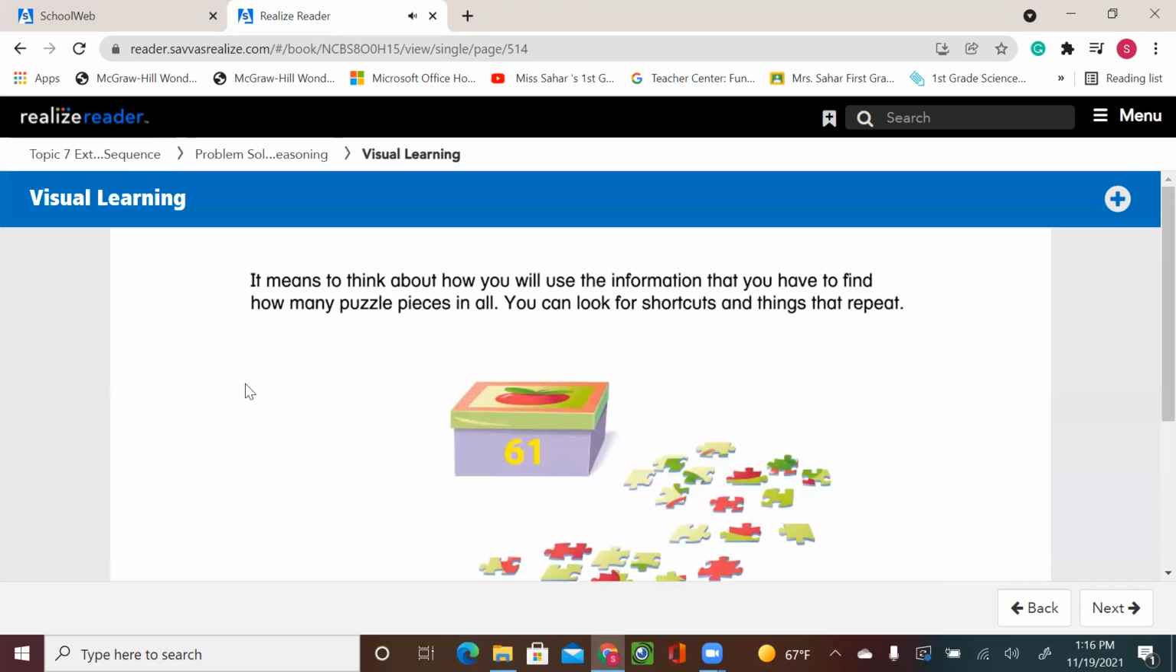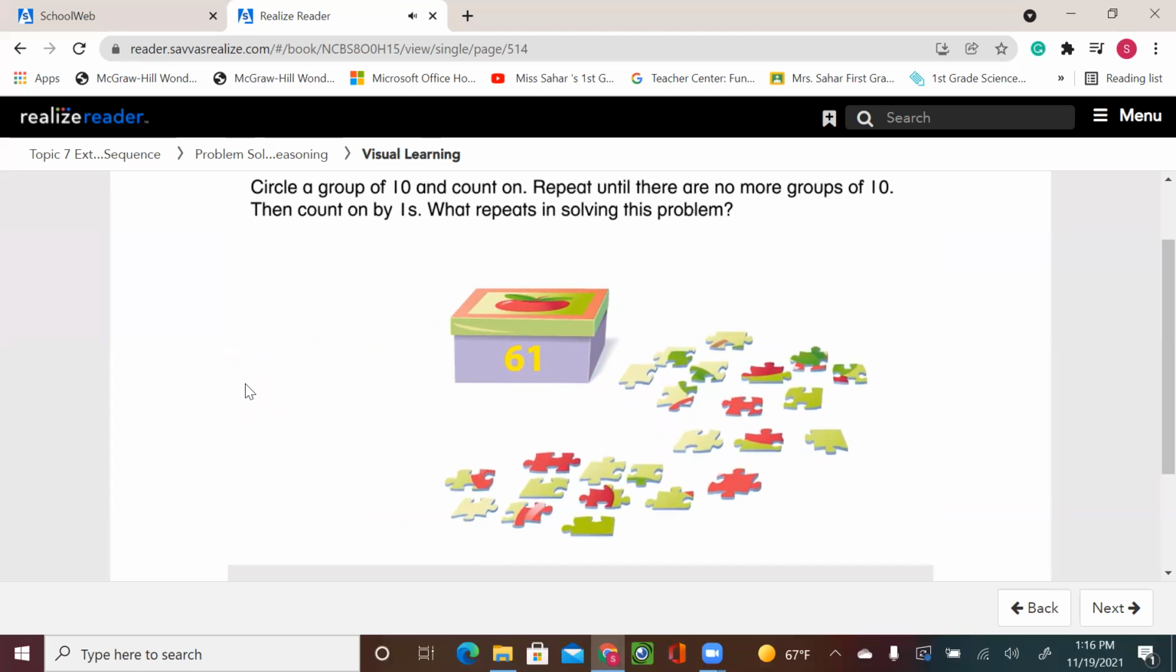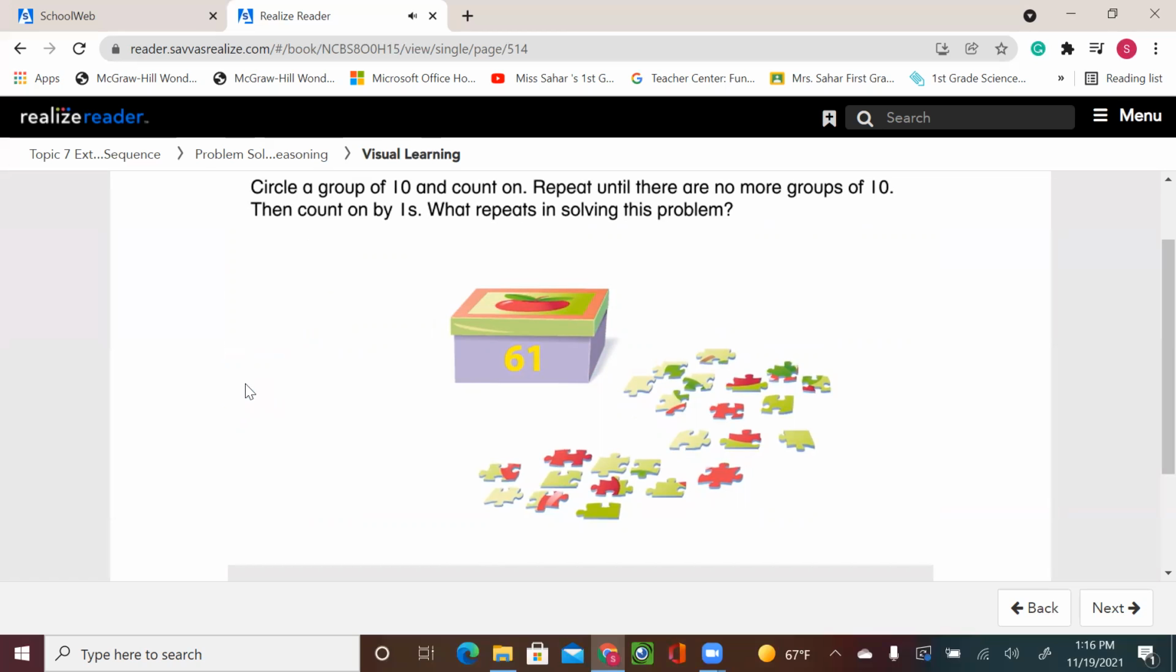It means to think about how you will use the information that you have to find how many puzzle pieces in all. You can look for shortcuts and things that repeat. To look for a shortcut means to look for a faster way to solve the problem. To look for things that repeat means to use something over and over in order to solve the problem. Circle a group of 10 and count on. Repeat until there are no more groups of 10. Then count on by ones.